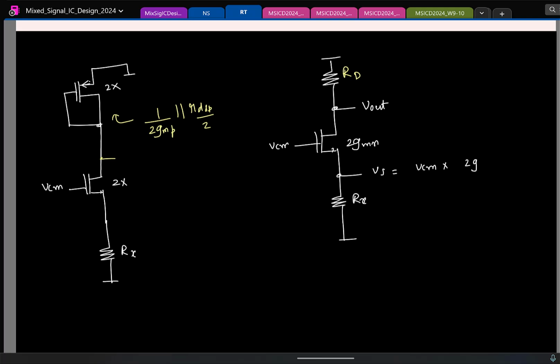2 GM Rx is done. Now I know the gate voltage, I know the source voltage. What can I find? The drain current. What is the drain current? Yeah, GMN into whatever VGS, right? If I find VGS, that's going to be VCM by whatever this is.